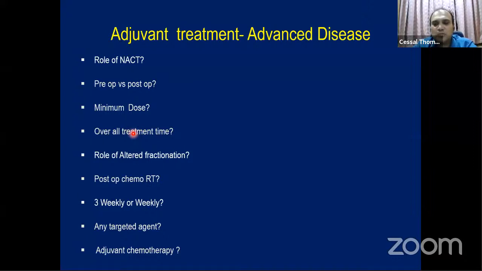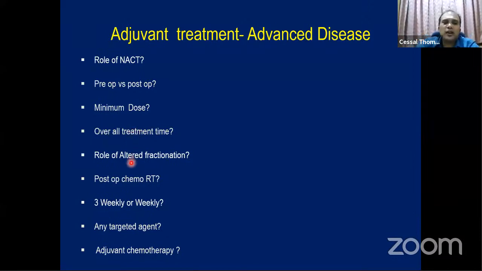Now the overall treatment time: the whole business of surgery plus post-op radiation should be completed within 100 days. Again, the paper published in Head and Neck in 2002 by Rosenthal found that if the patient did not complete within 100 days, there was a reduction in local control, or increase in local recurrence.